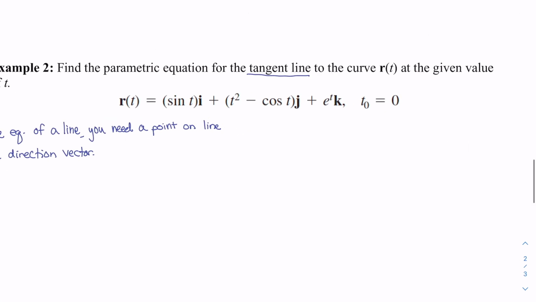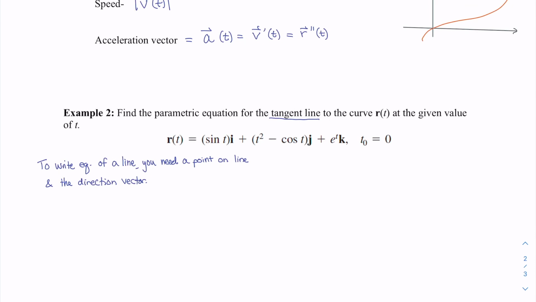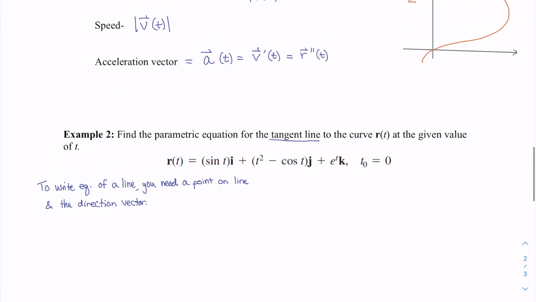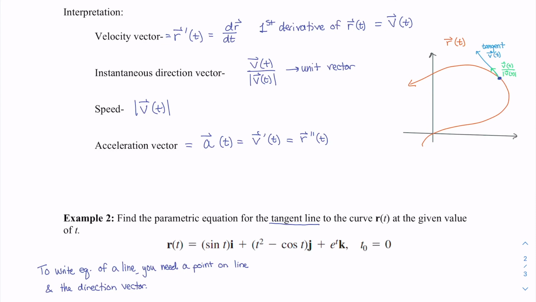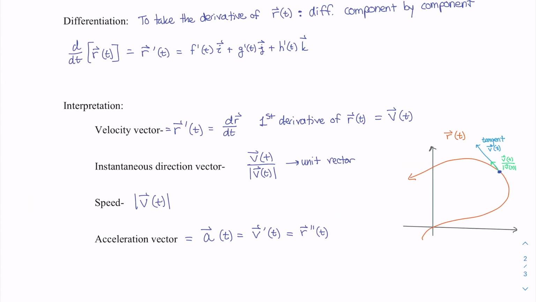So here's our curve, sine t in the i direction plus t squared minus cosine t in the j direction, and then e to the t in k. And we're trying to find the tangent line on the curve when t equals 0. So that just tells us where on the curve we're evaluating this. So first of all, let's find the direction vector, so what direction the tangent line is. And we know that the velocity vector, the first derivative of position, is always going to be a vector that's tangent to the curve at that value of t. So let's just start by finding the velocity vector.